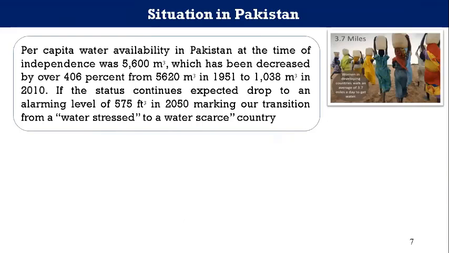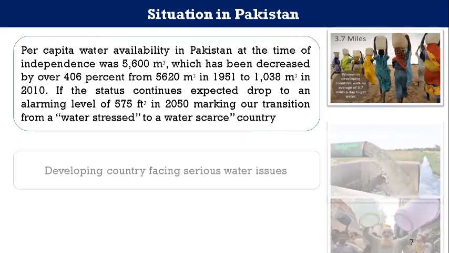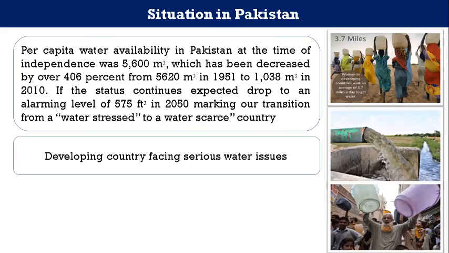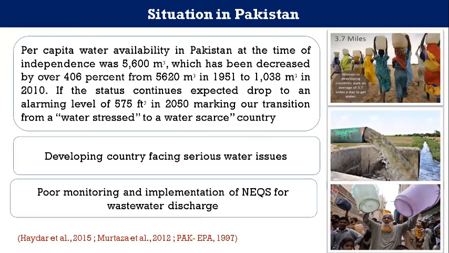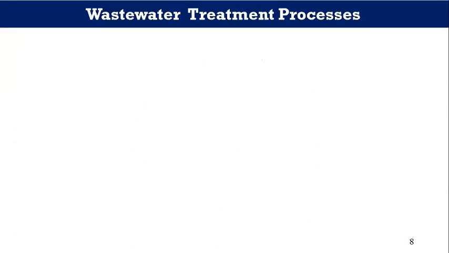Talking about the situation in Pakistan, per capita water availability at the time of independence was 5,600 cubic meters, which has decreased by over 80%, from 5,620 cubic meters in 1951 to 1,038 cubic meters in 2010. If the status continues, it is expected to drop to an alarming level of 575 cubic meters in 2050, marking a transition from a water-stressed to a water-scarce country. Developing countries are facing serious water issues due to poor monitoring and implementation of NEQS for wastewater discharge.